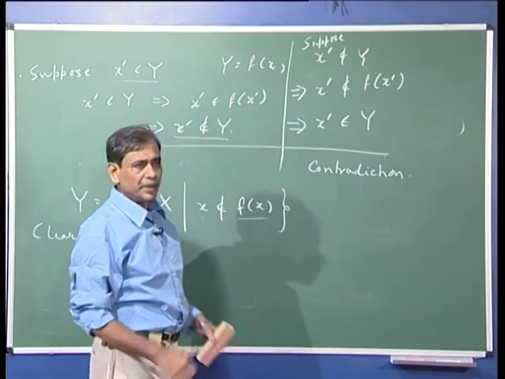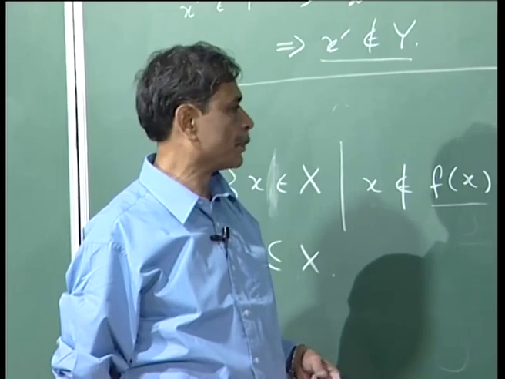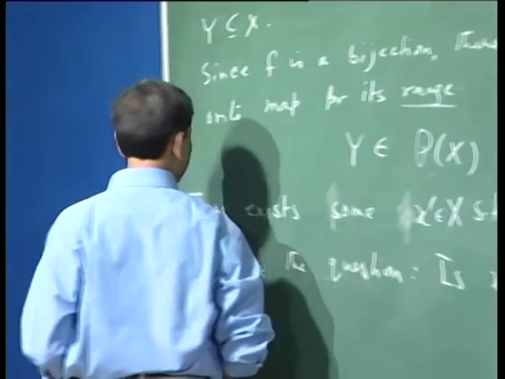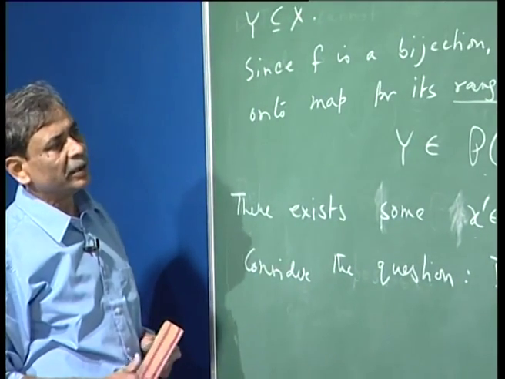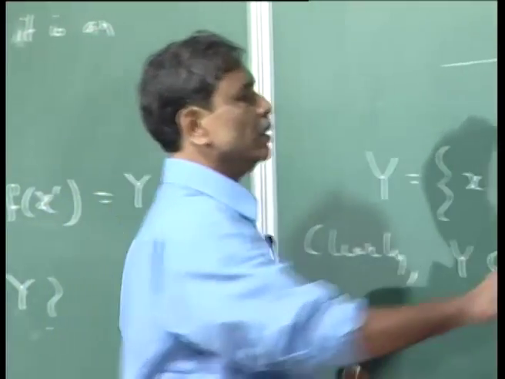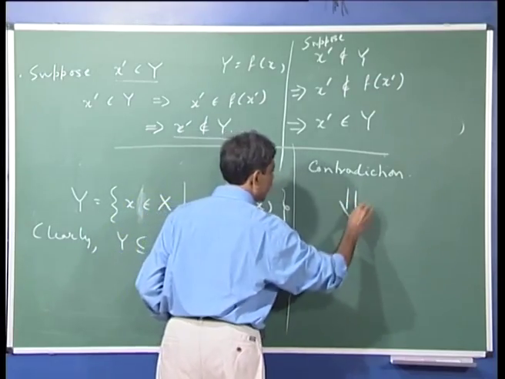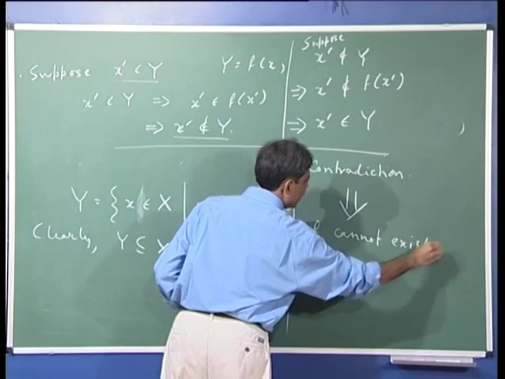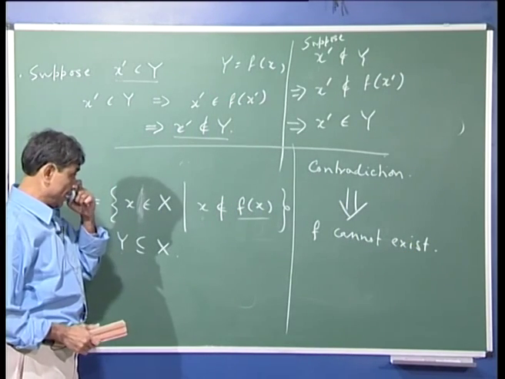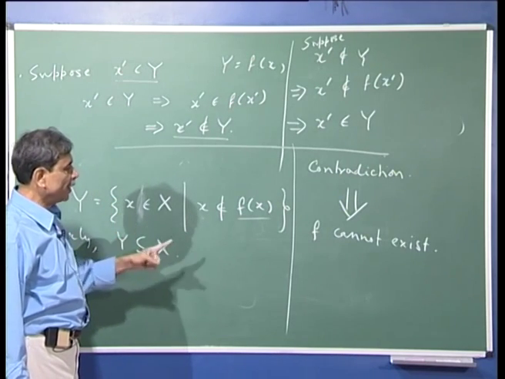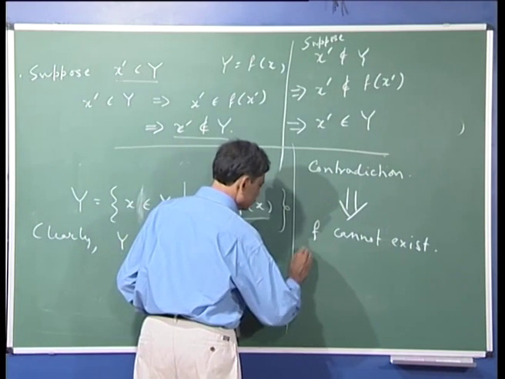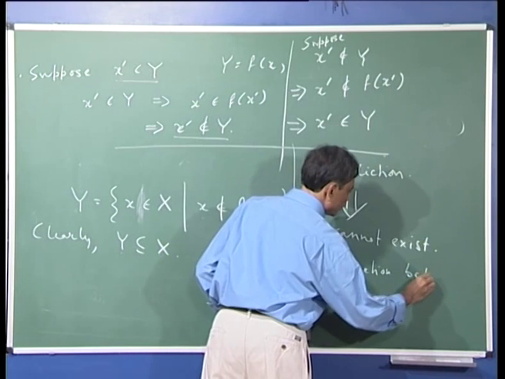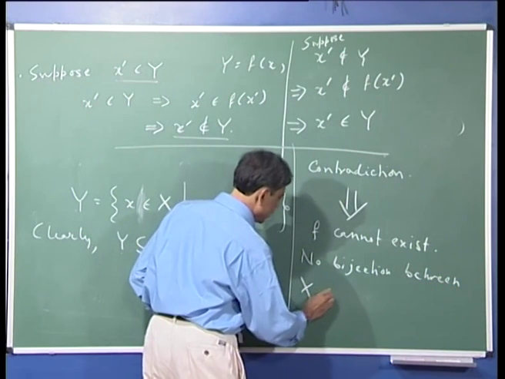which therefore means that our original assumption that there is a bijection F between the set capital X and its power set must be false. So, this whole thing implies F cannot exist. And therefore, we have proved that there is no bijection between X and its power set.